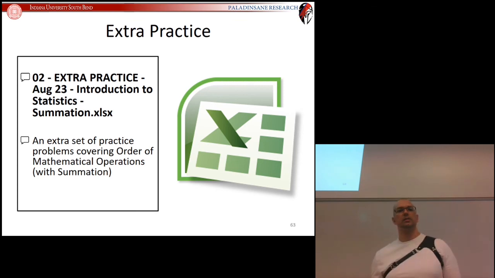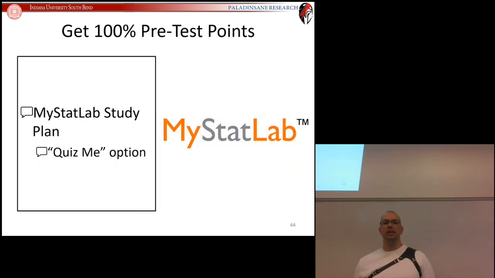All right, and in addition to that, I just wanted to make sure that everybody is aware of the MyStatLab study plan, specifically the Quiz Me option. One of the things that MyStatLab does, which is a great feature, is this study plan that analyzes what you already know and what you don't know, and then suggests work and quizzes based on what you don't know. So if you've already mastered summation, it won't suggest a summation question, but if you're struggling with averages, it'll give you an average question to try. That's the study plan. Within that study plan, though, you have the Quiz Me option.